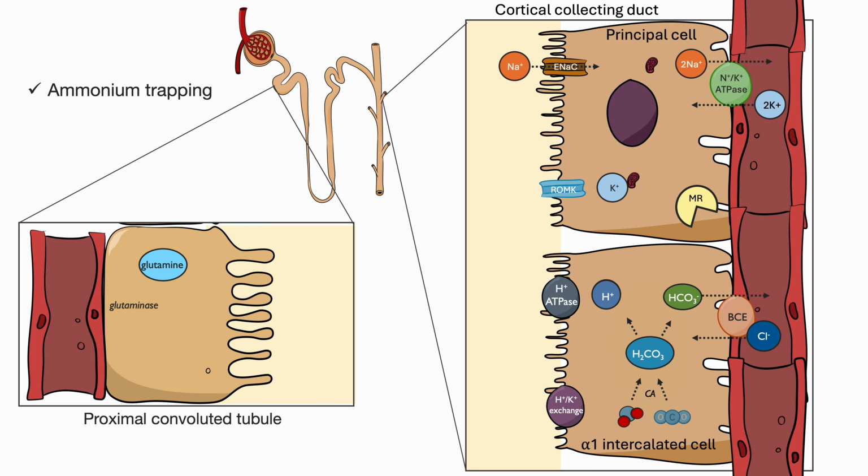Ammonium trapping is the major urinary buffering mechanism. At the proximal tubule, glutamine is metabolized into glutamate and free ammonia, NH3. Ammonia is lipid-soluble and diffuses freely into the tubular lumen. Ammonia has a high affinity for hydrogen in the tubule, buffering it to become ammonium, NH4+. Since ammonium is impermeable to the apical membrane, it is trapped in the urine for excretion.